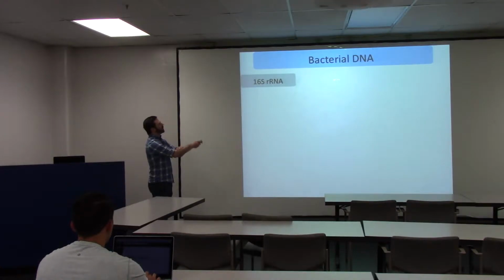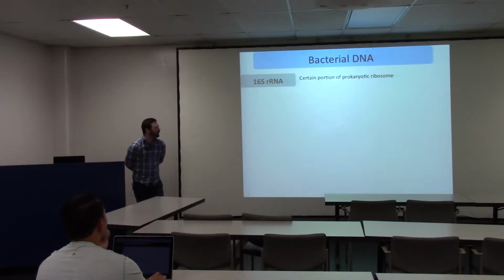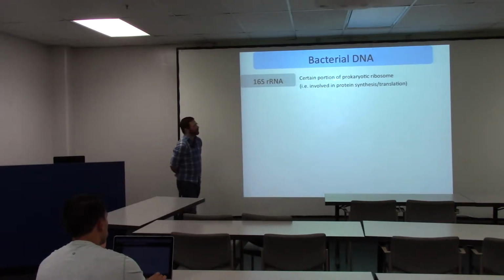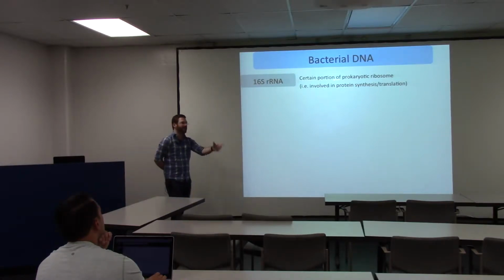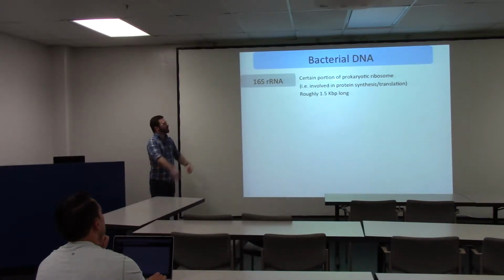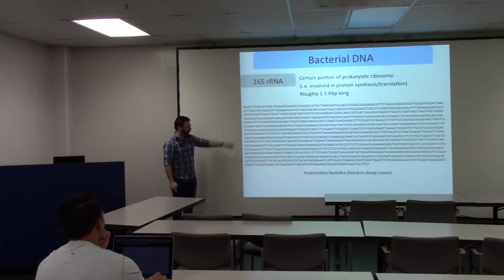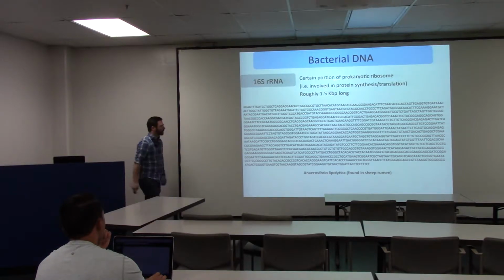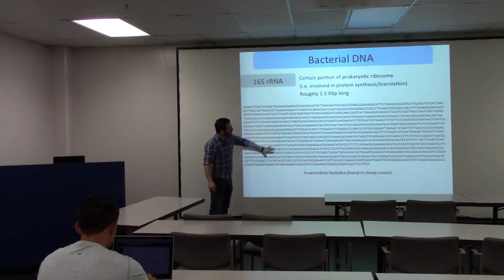Okay, so I'm going to be focusing, as I said, on 16S-rRNA. What is 16S-rRNA? It's a certain portion of the prokaryotic ribosome. So it's involved with synthesis and translation. And so it's one particular 1,500 base pair long DNA sequence that looks exactly like this. This is an example, one of them, found in a sheep rumen. And so 1,500 base pairs, but it's rRNA.